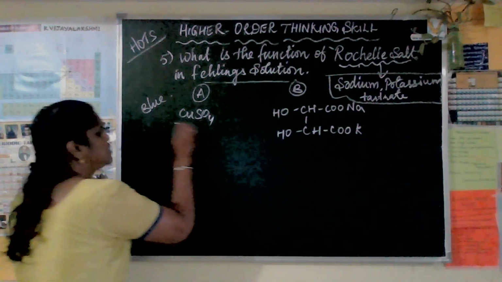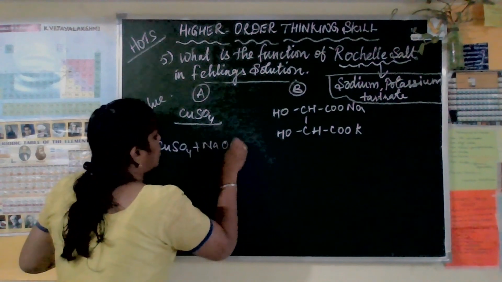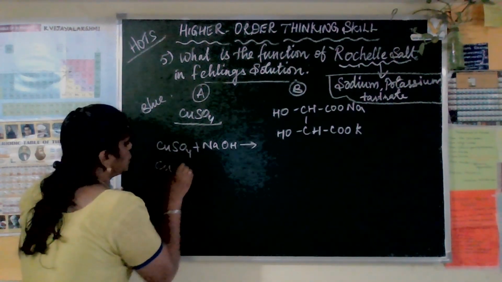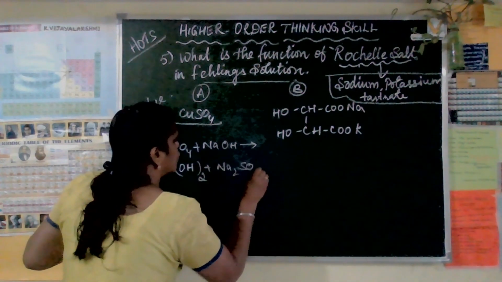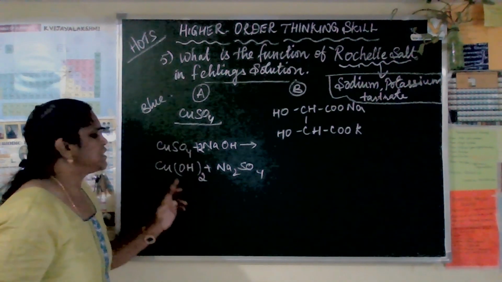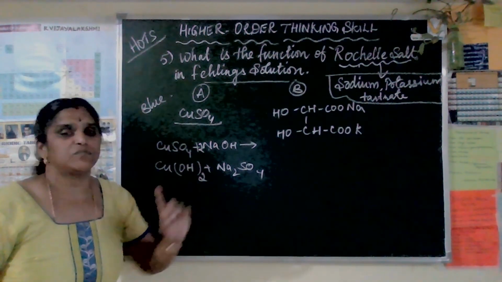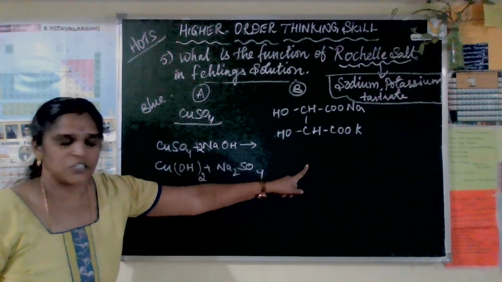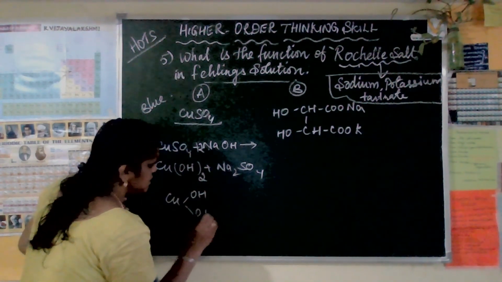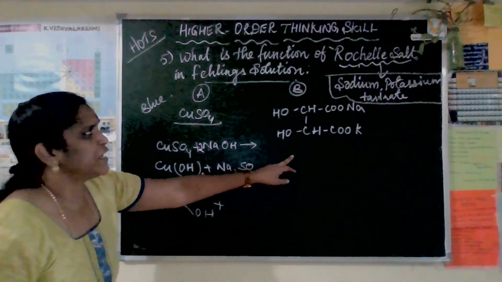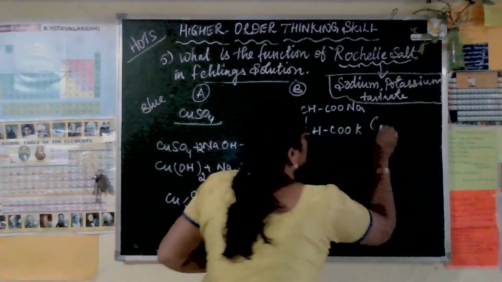How to identify? Now CuSO4 combined with sodium hydroxide. What happened? You will get Cu(OH)2 plus Na2SO4. Cu(OH)2 is actually a precipitate. So to keep it in an alkaline medium solution, we are adding Fehling solution B. Then we are adding Rochelle salt, also known as Fehling B. It's colorless.